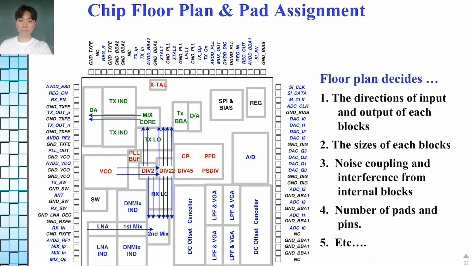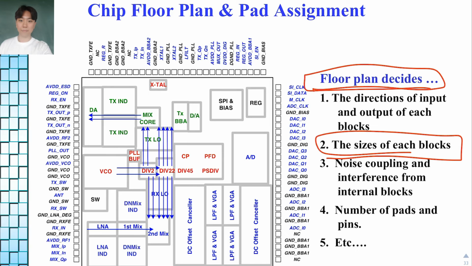This figure shows chip layout and pad design. The floor plan, which is the top view, is determined first by the input and output direction of each block, and the size of each block. Second, by the noise coupling and interference from internal blocks, and the number of pads and pins is determined by various factors.